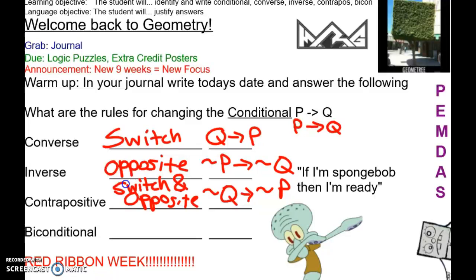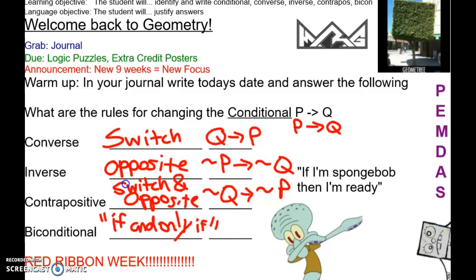Now the last one is biconditional. Biconditional is when it's like a two-way street. They're both true. The converse is true and the original conditional is true. And that phrase we put in between is what? If. We talked about this yesterday on the notes. Thank you. So if and only if. I told you all it was so important yesterday. And again, it's very important. When you do biconditional, you're using the phrase if and only if between P and Q.